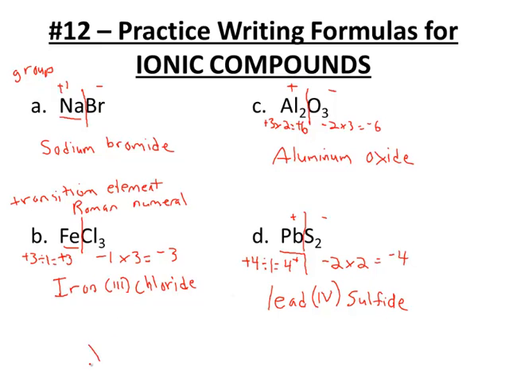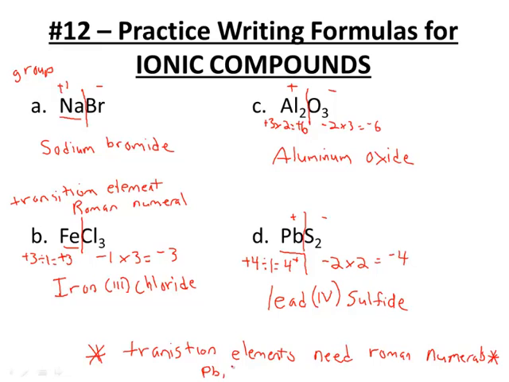So the key part to remember for both of these is our transition elements. You need those Roman numerals. So remember that part as we're going forward. Remember, we're going to include lead and tin as part of those also. Besides that, we can go ahead and start in on figuring out naming and writing of our ionic compounds using this information.